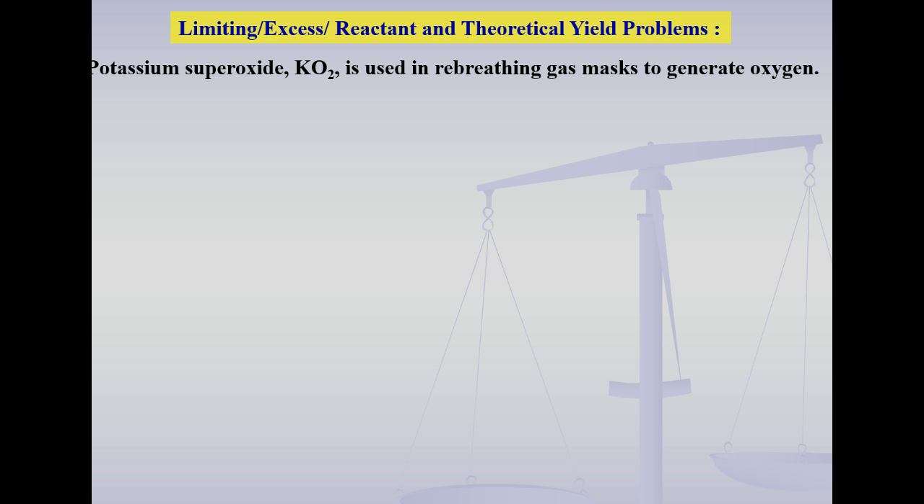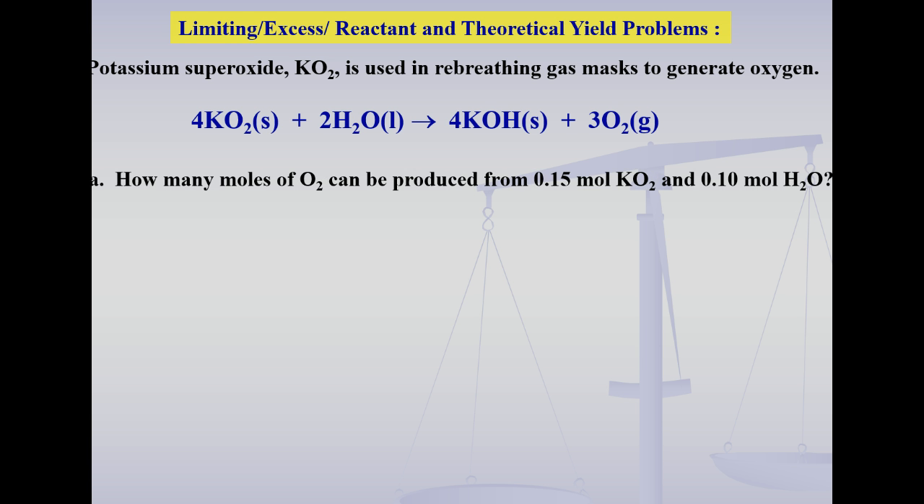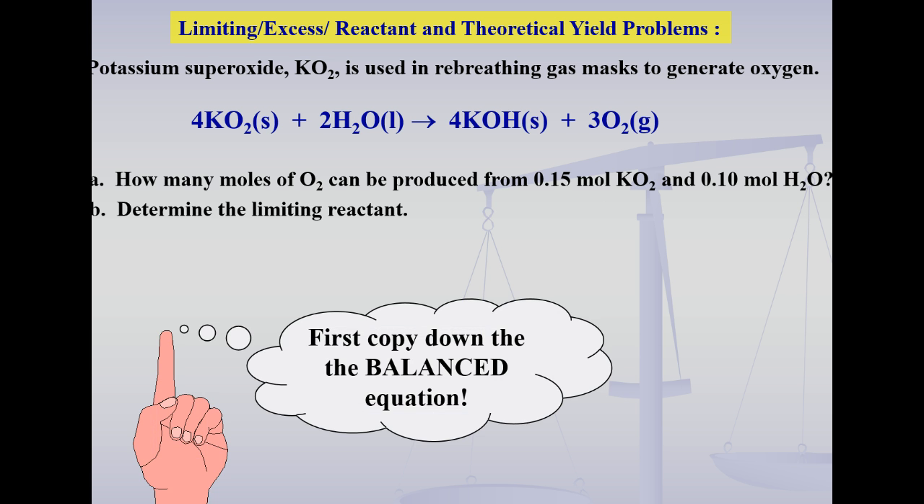All right, so let's take a look at a problem. We have potassium superoxide, which is used in rebreathing gas masks to generate oxygen. This is the chemical equation for this reaction. So there's two parts to this problem. First, we want to find how many moles of oxygen can be produced from 0.15 moles of potassium superoxide and 0.10 moles of water. Then we want to determine the limiting reactant.